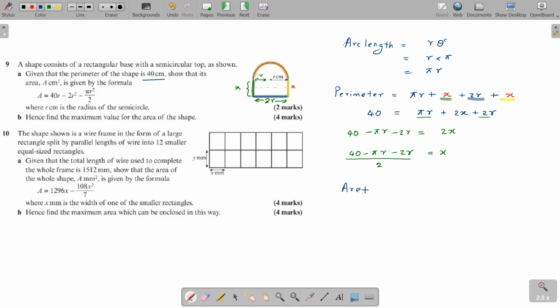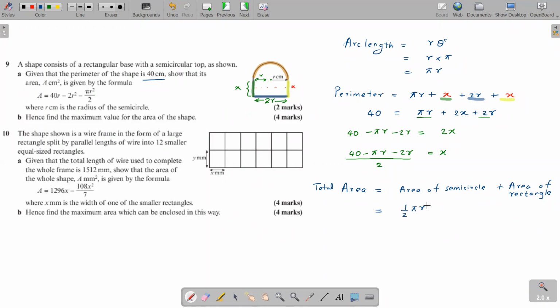So what is area? Here you can see area is made up of two sections, right? You have a half circle and a rectangle. So the total area is equal to the area of a semicircle plus the area of a rectangle. So what is the area of a semicircle? Area of a circle is pi r square. Area of a semicircle is half of pi r square, right?